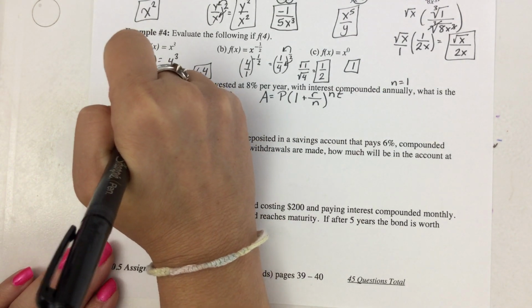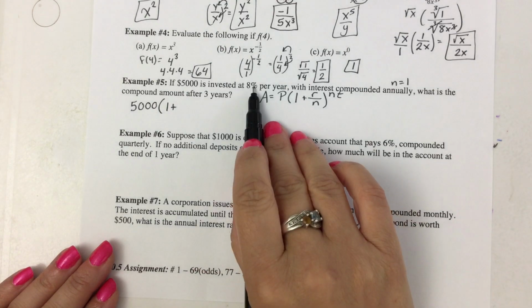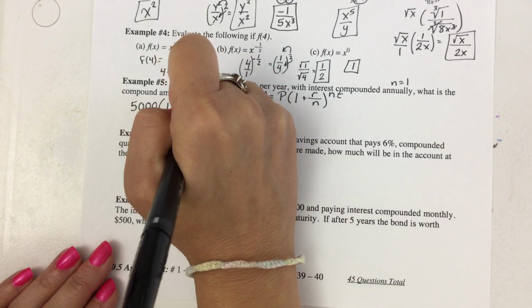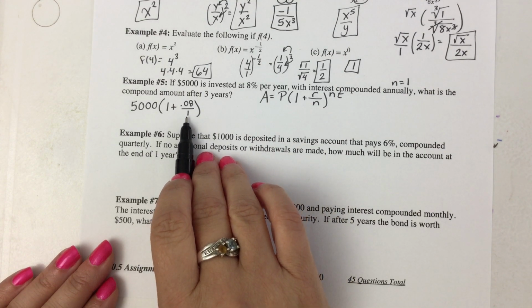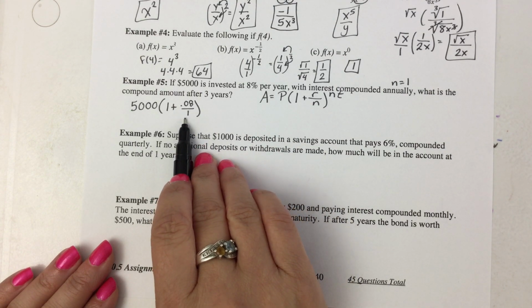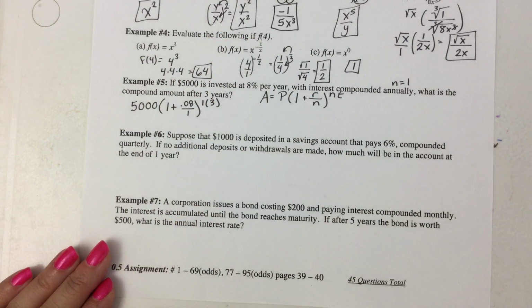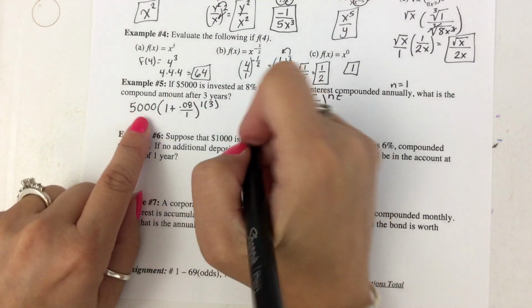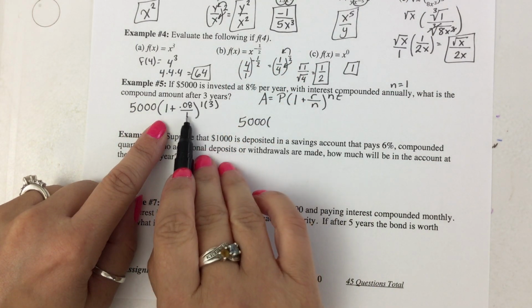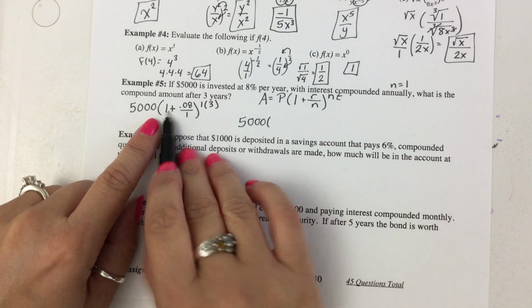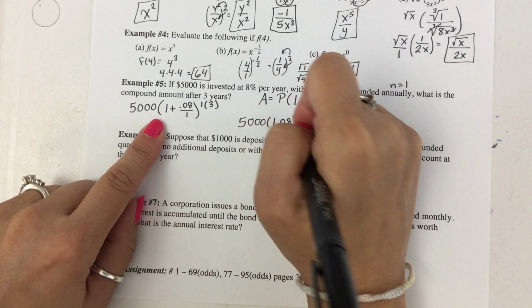So I'm starting with $5,000. 1 plus 8% as a decimal is 0.08 divided by how many times is it being compounded per year? Annually, so it's a 1. 1 times how many years? It's 3. Well, obviously I can simplify this down a little bit. I have 5,000. 0.08 divided by 1 is 0.08 plus 1 is 1.08. 1 times 3 is 3.